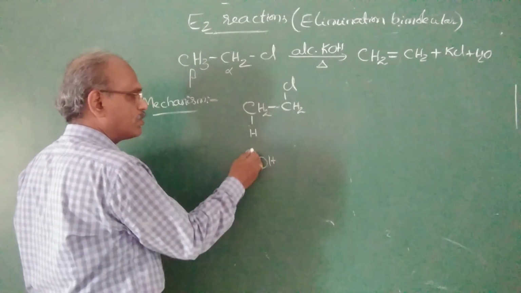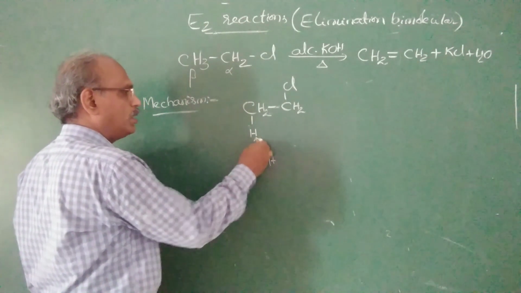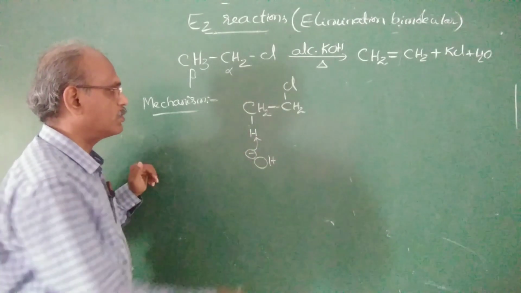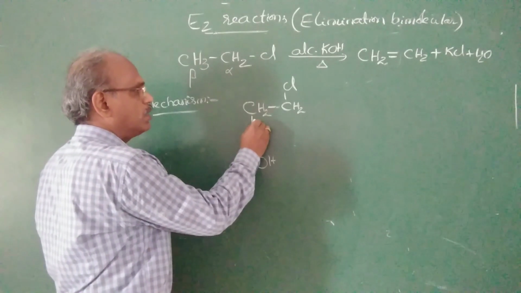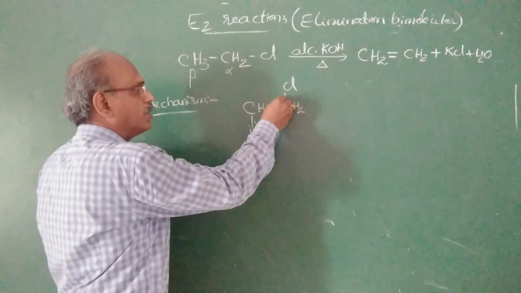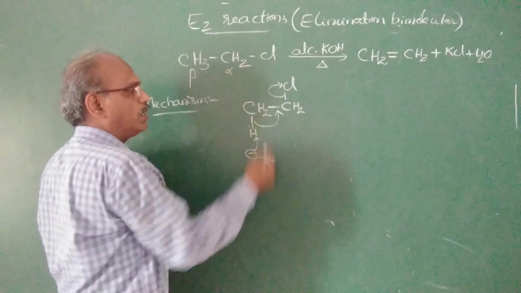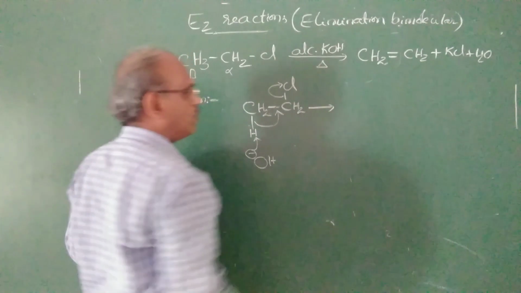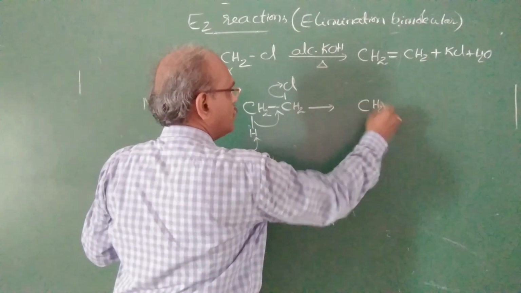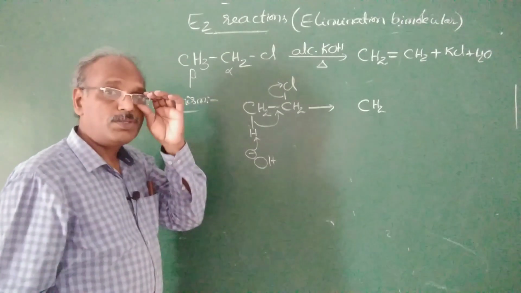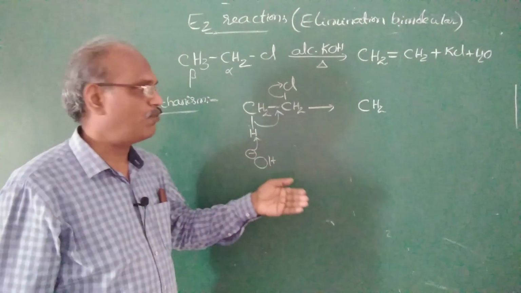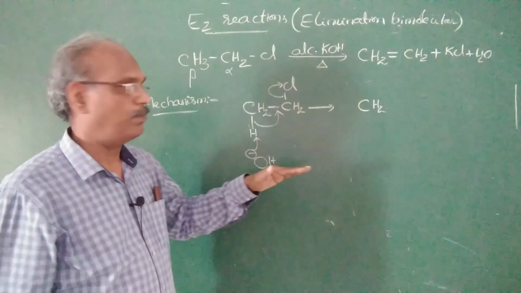OH minus removes this hydrogen as H plus by giving electrons. Simultaneously, these electrons move in this way, and these electrons go onto the leaving group. This involves a transition state. So what is the transition state? That involves breaking of old bonds and formation of new bonds at a time.